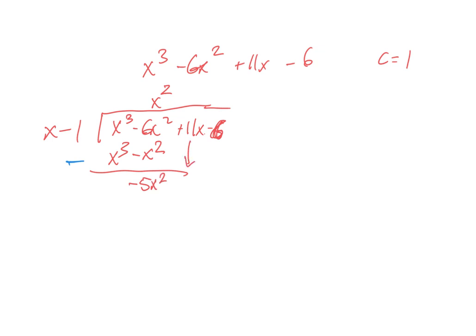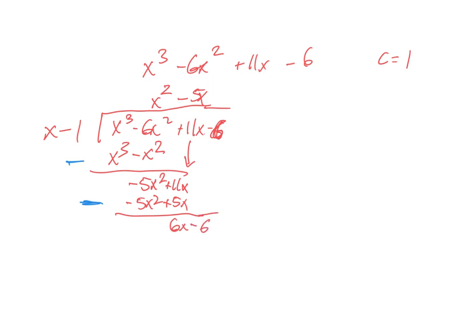Bring the next one down, 11x, and that's a positive. I look and say x into negative 5x squared needs to be a negative 5x. So when I multiply negative 5x times x, I get negative 5x squared. Negative 5x times negative 1 is positive 5x. Subtracting, negative 5x squared minus negative 5x squared is 0. 11x minus 5x is 6x. Bring it down, negative 6.